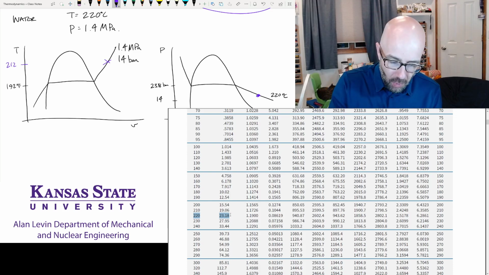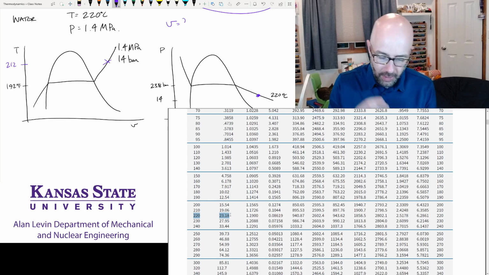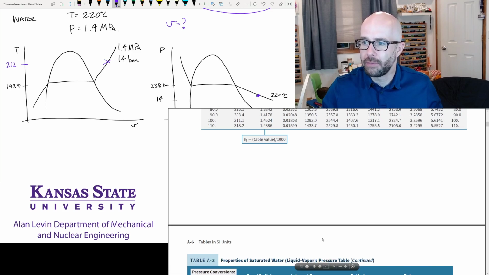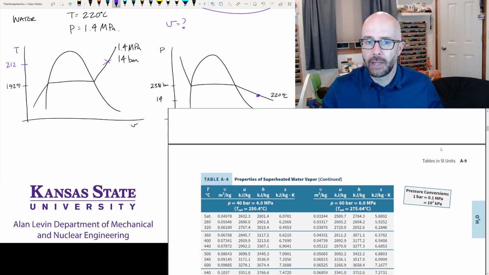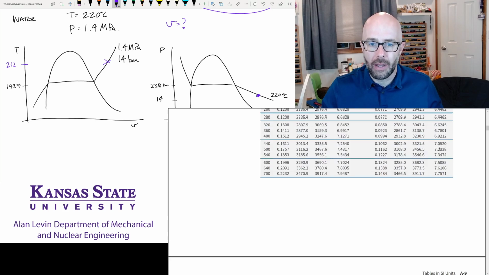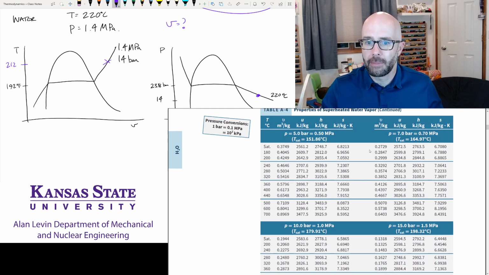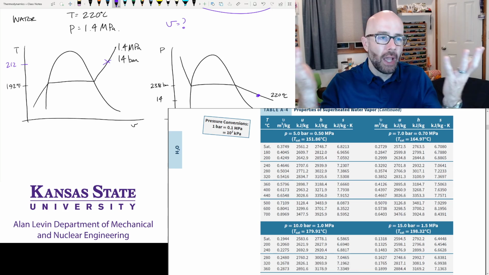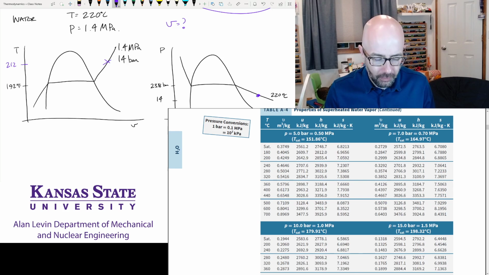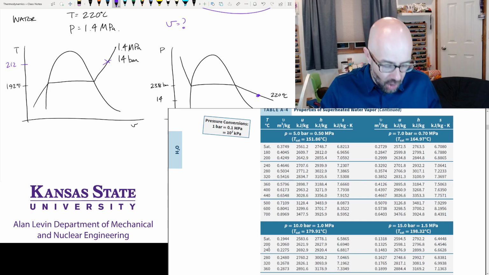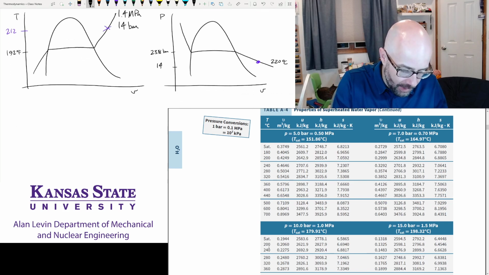What I want to do is find out what the specific volume is for this. We are now a superheated vapor, so we have to look at the superheated vapor table for 14 bars. Oh man, I don't have 14 bars. I have 10 bars and 15 bars, so I'm going to have to interpolate. I also don't have 220 degrees Celsius in my table. This is something called double interpolation.